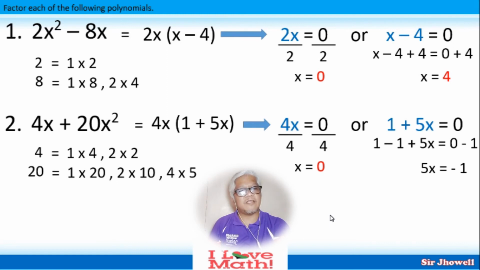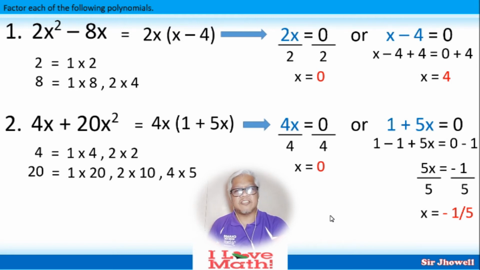Now, may kalapit ulit yung x. Ano kaya ang kalapit ng x? 5. Okay, very good. So, ibig sabihin, divide your equation by 5, both sides. Then, the answer now is what? X equals negative 1 over 5. Bakit? 5x divided by 5 is x, and negative 1 divided by 5 is negative 1/5. What are the values of x in this problem? We have 0 and negative 1 over 5. So, that's it. Okay? Ayos.